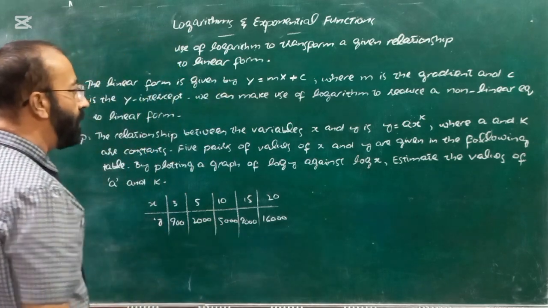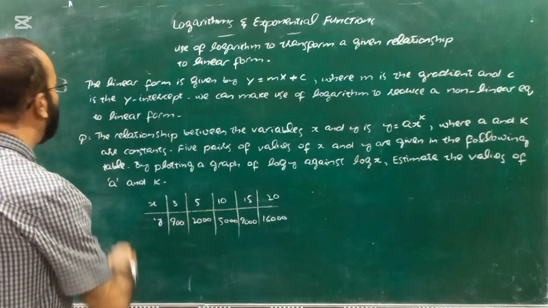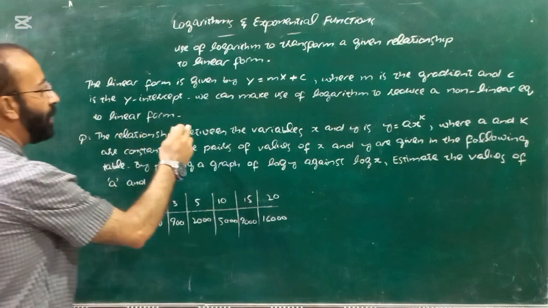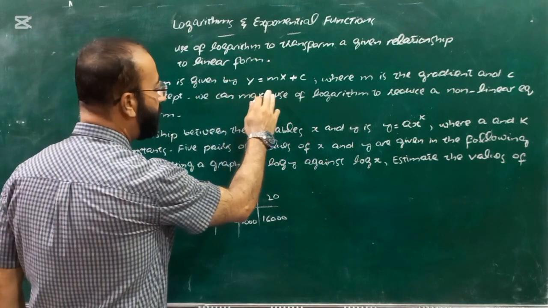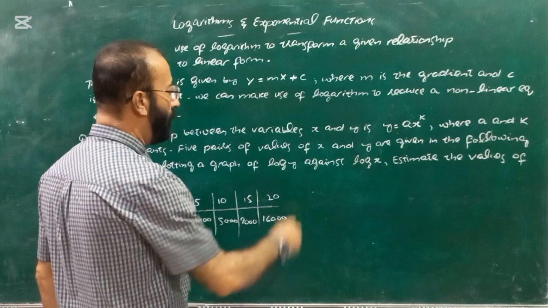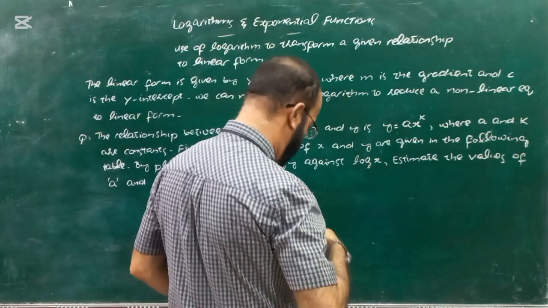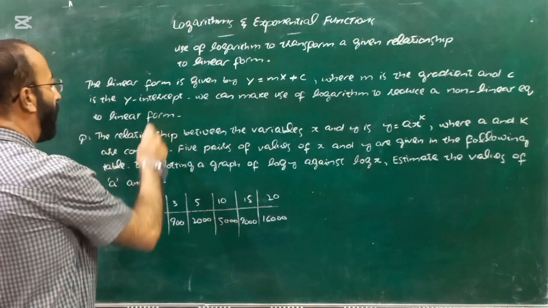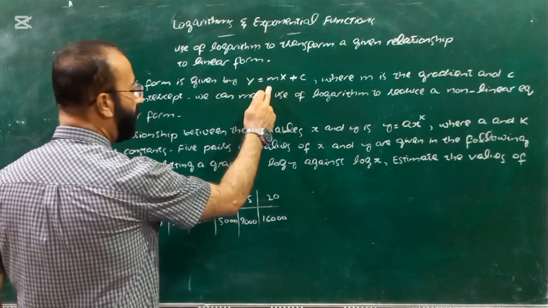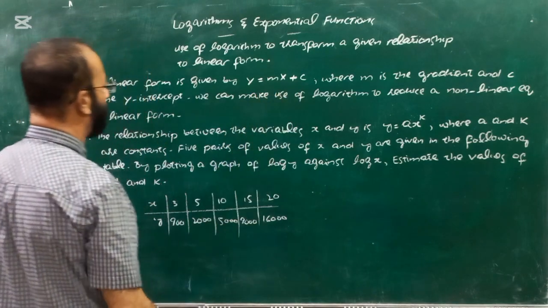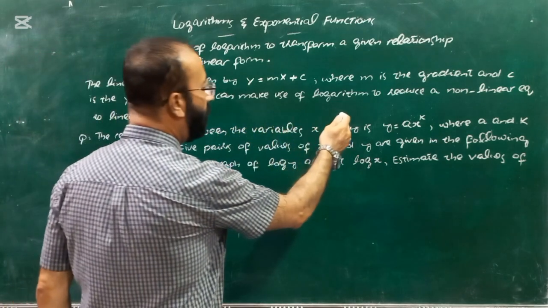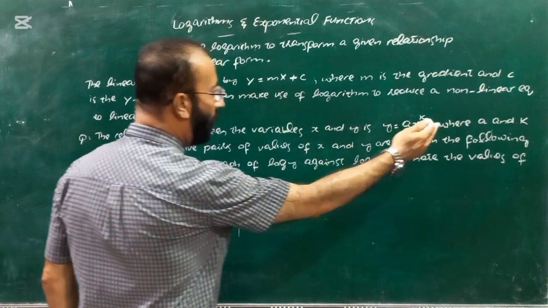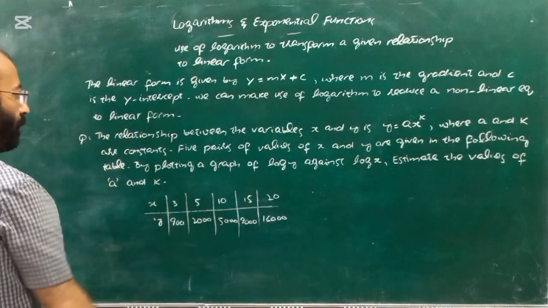So here are some concepts. Concentrate yourself. The linear form is given by y is equal to mx plus c, where m is the gradient and c is the y-intercept. So m is the gradient and c is the y-intercept. We can make use of the logarithm to reduce a nonlinear equation to linear form.